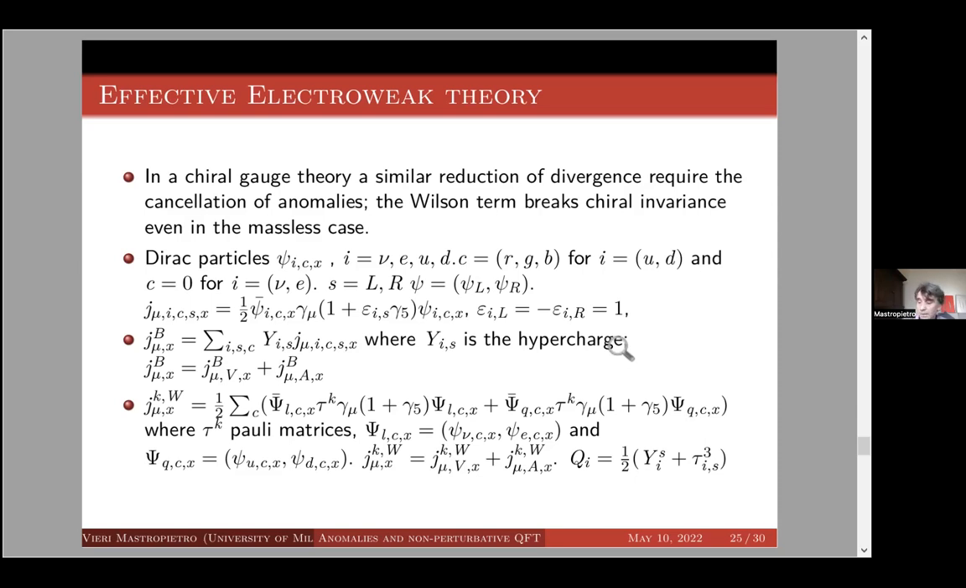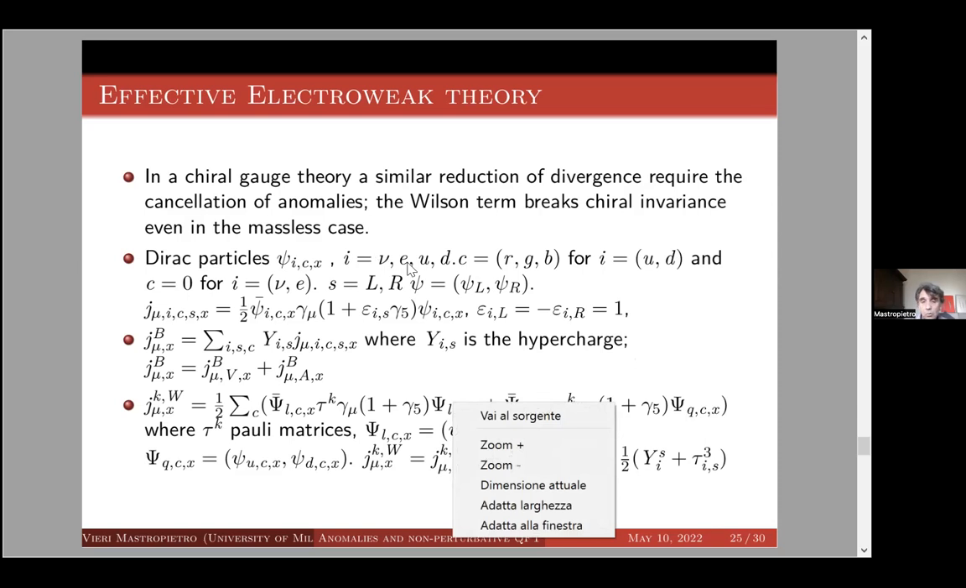We have seen the Adler-Bardeen theorem in 4 dimensions and 2 dimensions. We have seen in 2 dimensions the reduction of the degree of divergence. The reduction of the degree of divergence should be true in the electroweak theory. So let me say 2 words about the electroweak theory. In the electroweak theory, you have Dirac particles, you have 4 indices, nu, e, u, d. These are the particles: neutrino, electron, quark up, quark down.